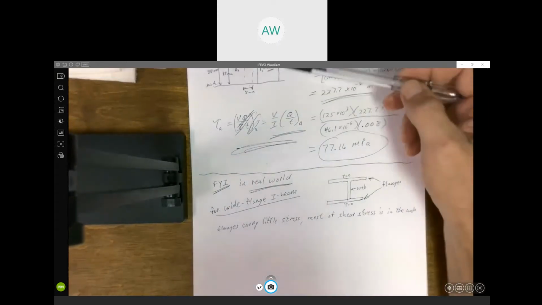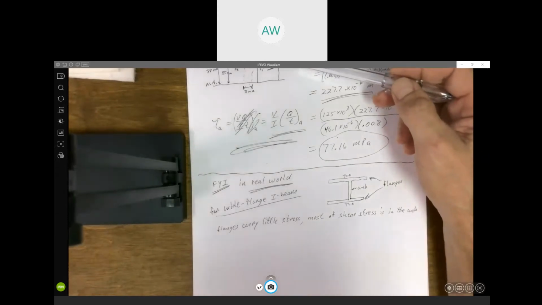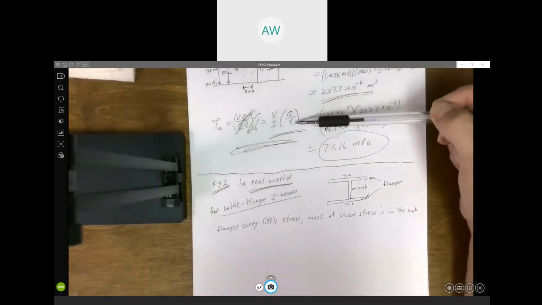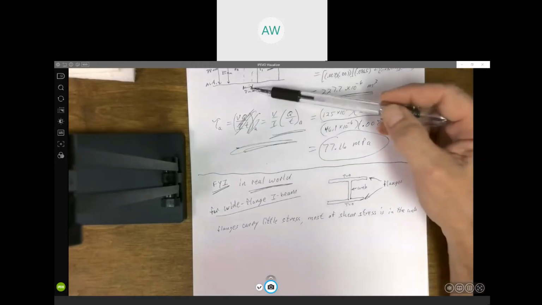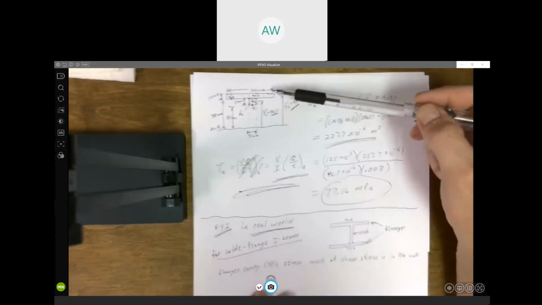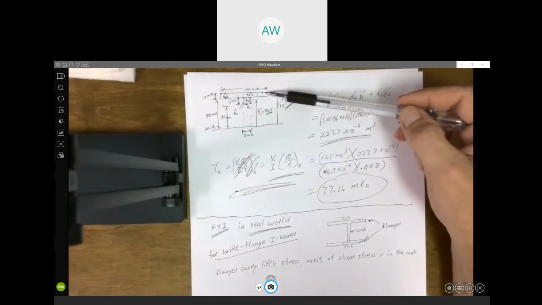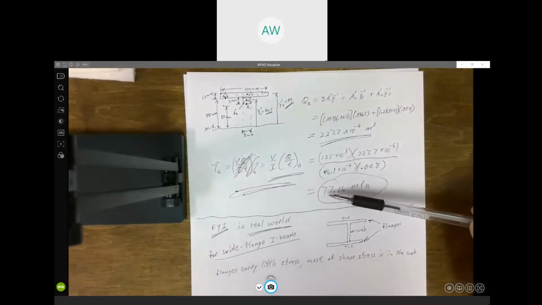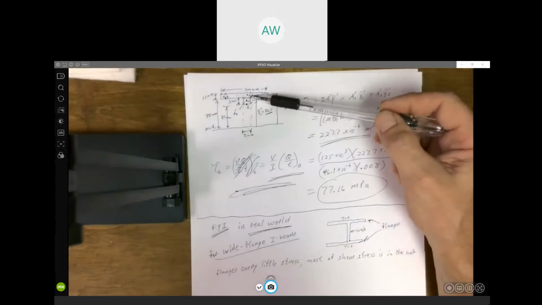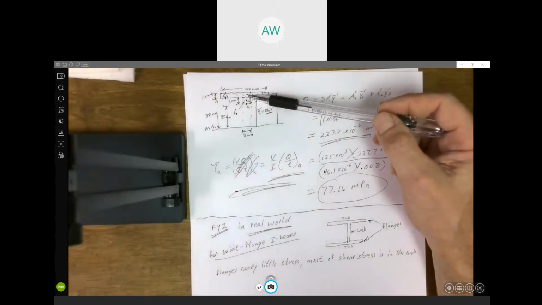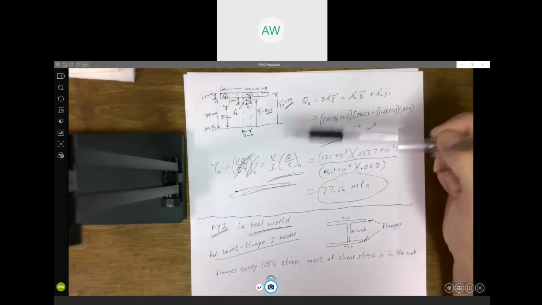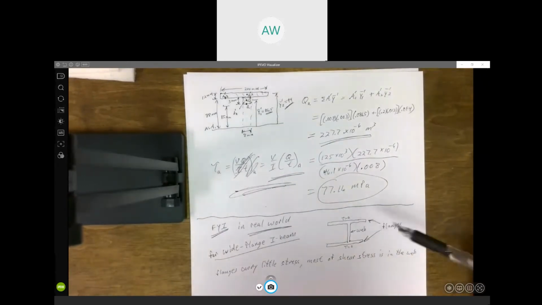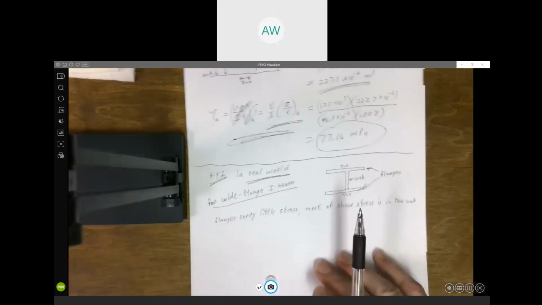Now, as soon as you cross into that flange, look what's going to happen to the thickness. t is going to go from 8 millimeters to, when you're up here in the flange, 200 millimeters. That stress is going to drop dramatically as soon as you cross into that much wider, thicker cross section. The stress goes way down, in fact all the way to zero at the very top. So those flanges don't really carry a whole lot of shear stress.